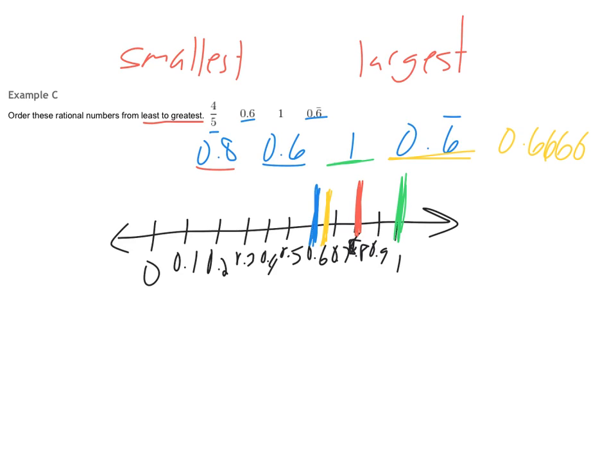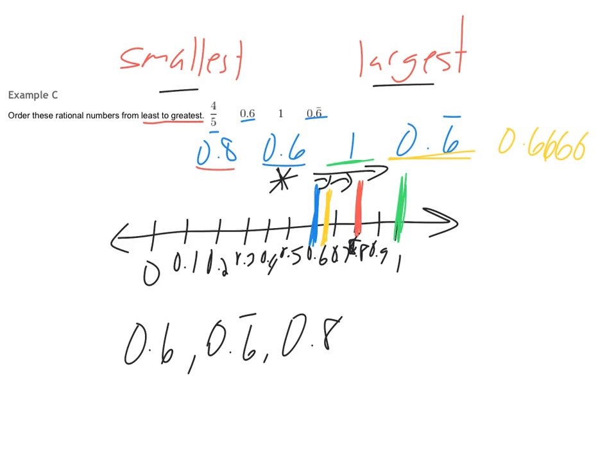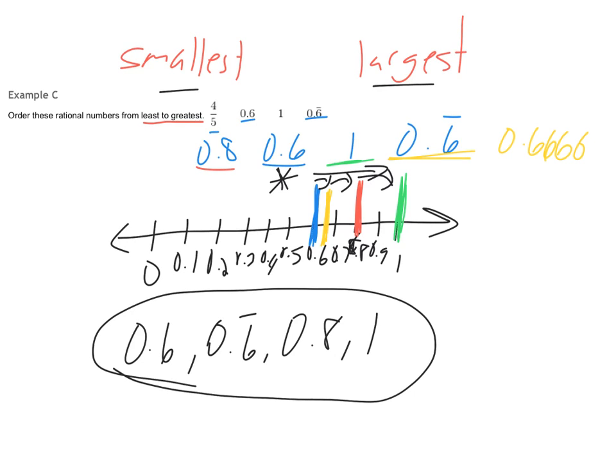Okay. Now, as we can see here, we want to go from smallest to largest. So we want to start on the left side and work our way to the right. The smallest number is the one that's on the far left, the blue line, so 0.6 is our smallest number. Then we move on to the next one, the yellow. 0.6 repeating is our next smallest number. Then we have the red, 0.8. And we've got the green, 1. So in order from least to greatest, my numbers are 0.6, 0.6 repeating, 0.8, and 1.